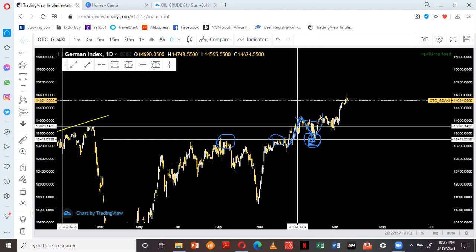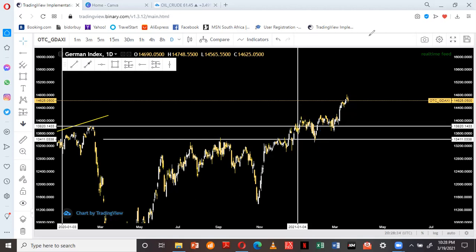Again, it broke this mini resistance zone there. After it, mind you, they retested the first level of resistance here. Before moving up, it retested this and the second resistance zone, this here, and went up. It broke that mini resistance there.